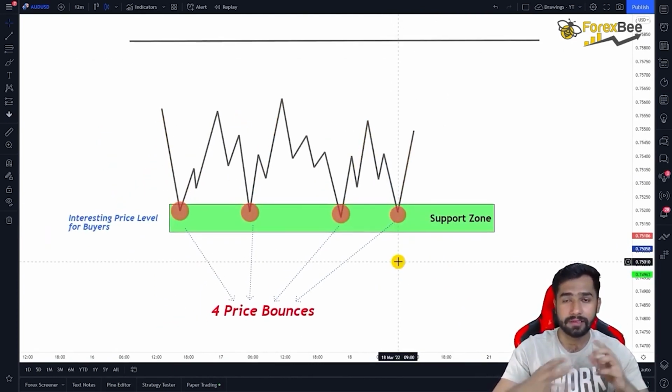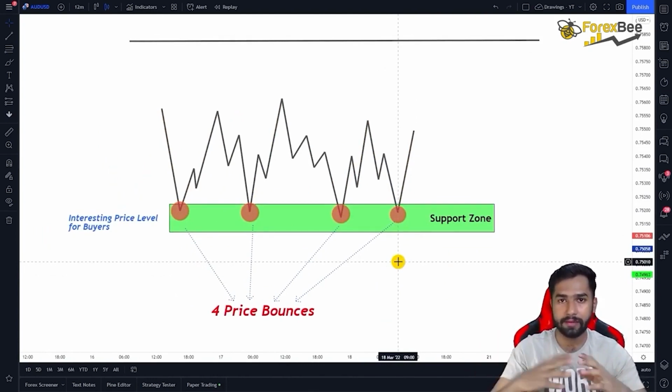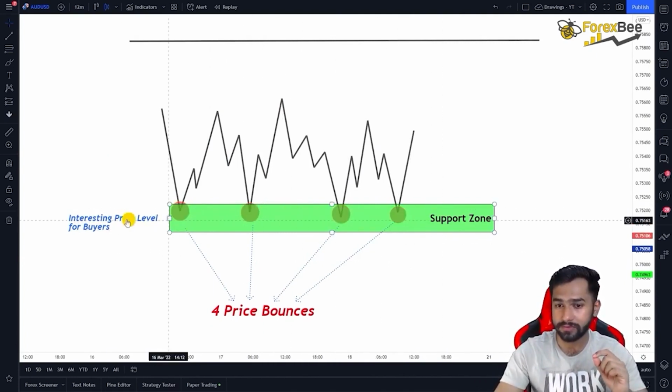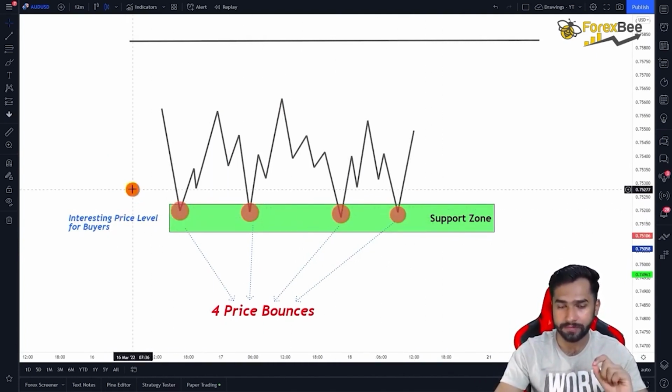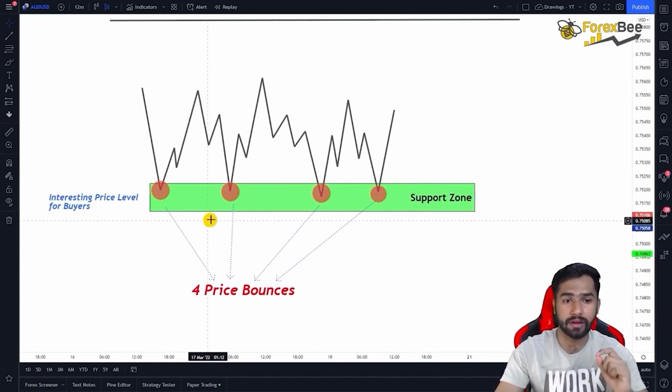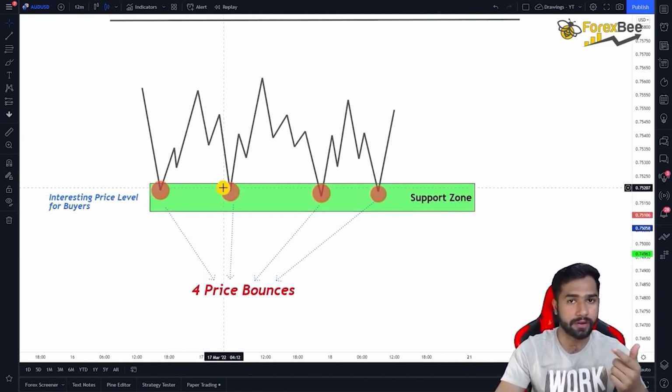But you can see the market structure of a support zone is where the price is getting rejected again and again, and the market is coming to that zone but again bouncing back. Here you can see that there are 4 price bounces at this support zone. So this is the market structure, and these levels are important to traders because they use them to put their buy orders.